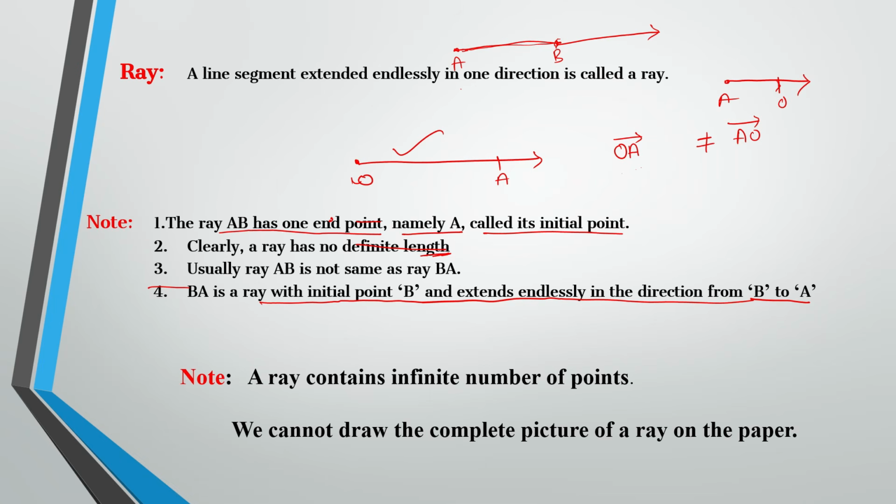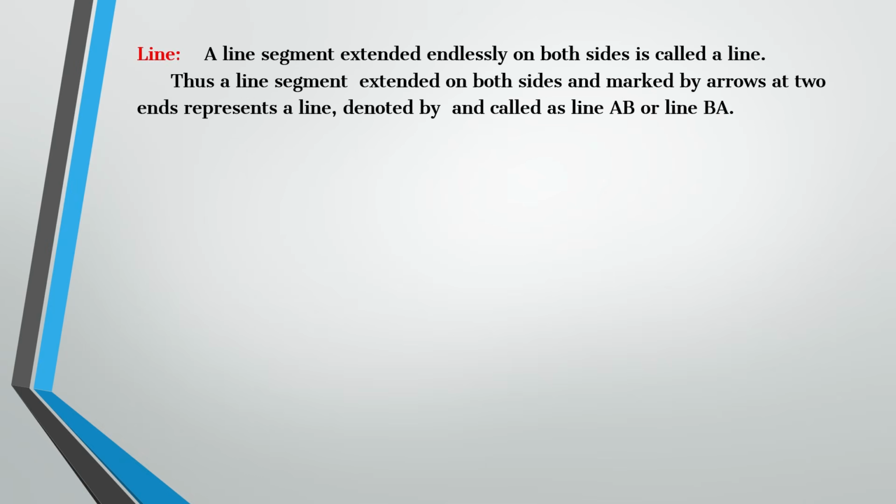Next, the most important concept about a line. What is the definition of a line? A line is a line segment that extends endlessly in both directions. If a line segment AB extends endlessly in one direction, it is known as a ray, and if it also extends endlessly in the other direction, then this is known as a line. Thus, a line extends on both sides and is marked with two arrow marks.